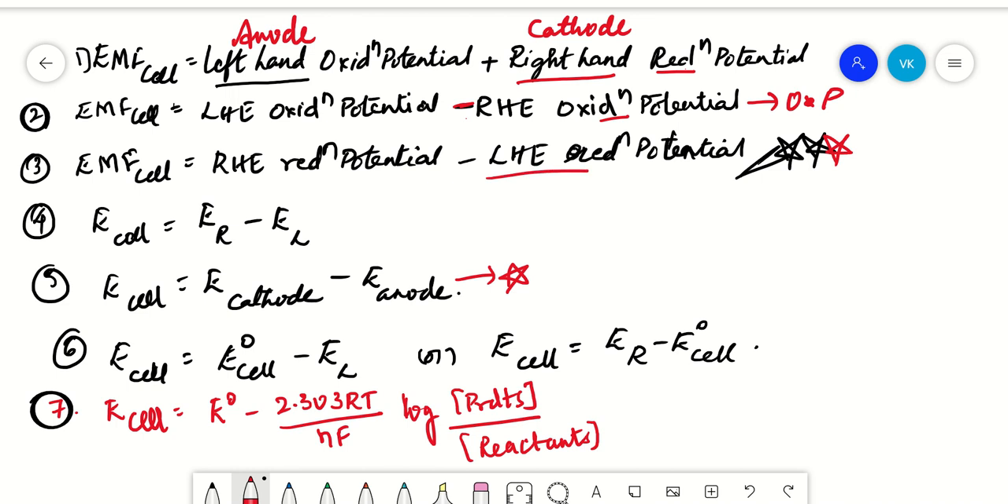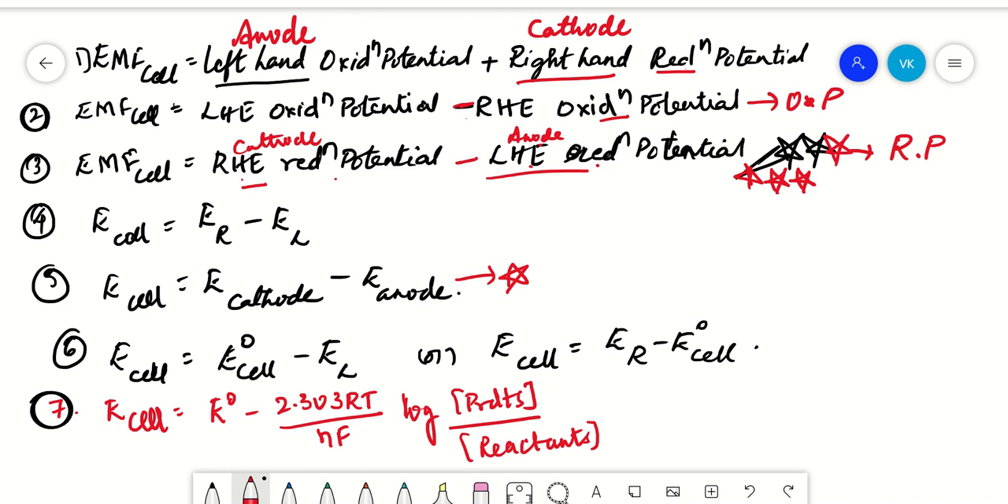Now this is the formula if you are given only reduction potentials. Most of the time this is the formula you use, because the electrochemical series is given in increasing order of reduction potentials, right? So this is the most important formula. EMF of cell is equal to right hand electrode reduction potential, the cathode, minus left hand electrode reduction potential. At the left hand electrode you have your anode. Actually at the anode oxidation takes place, but we are talking about reduction, so we change the sign, minus anodic reduction potential.